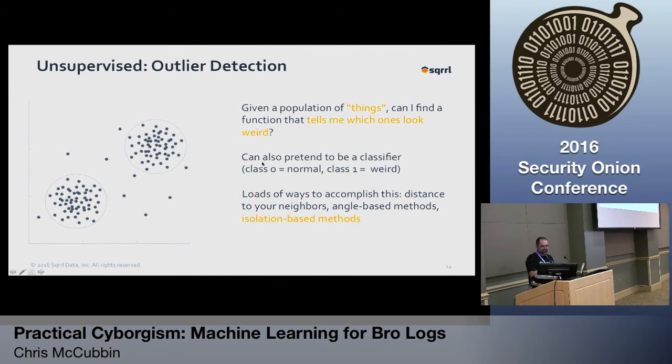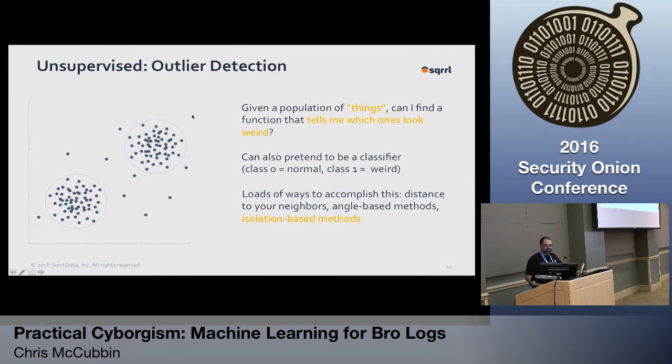We'll switch directions for a second to outlier detection. So this is a little bit of a different problem. We don't have any labeled data here, you'll notice. Like before we had orange and blue, we knew something about the data. Right now we don't know anything about the data. It's just a bunch of dots. And this is going to be the case a lot of times. So given this population, can I find a function that tells me which things look weird?